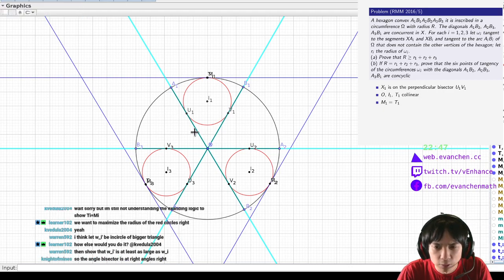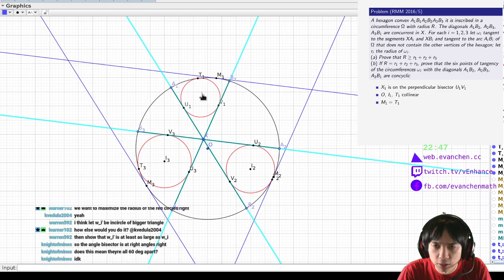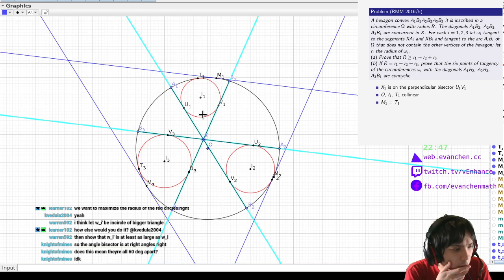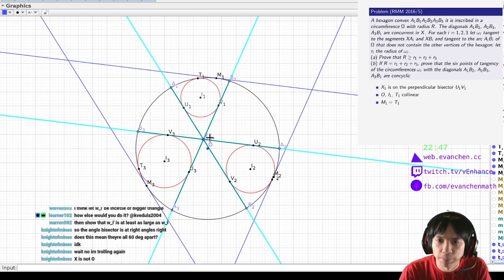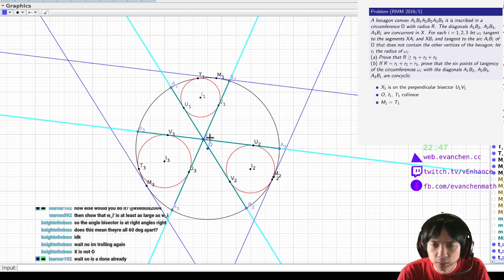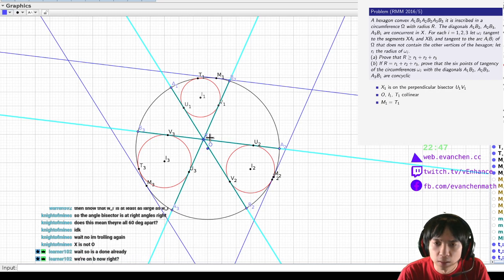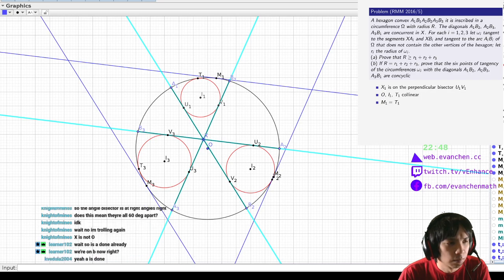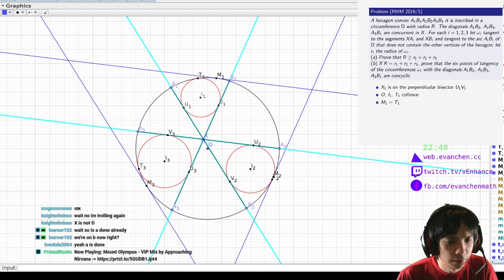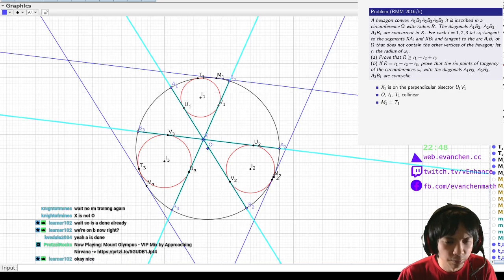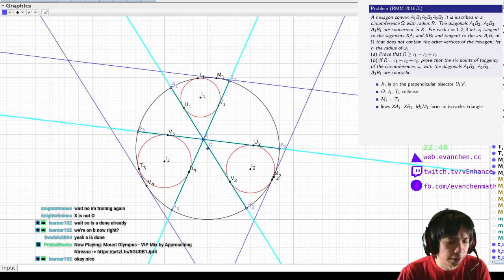Okay, wait, let me go back to a generic situation for a moment. In general, if T1 equals M1, so the angle bisector is at right angles. So that means A1, B2, and so that would mean that, yeah, the lines XA1, XB1, and M1 form an isosceles triangle, if I know the angle bisector does that.